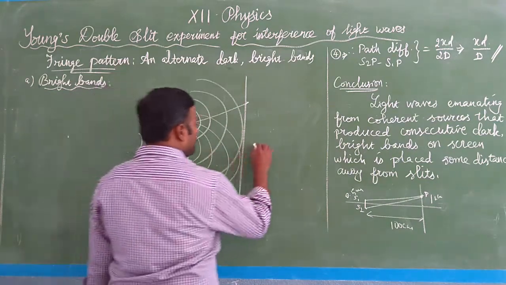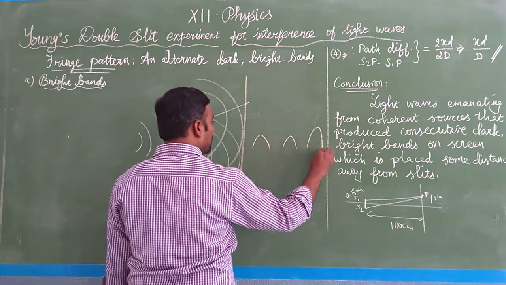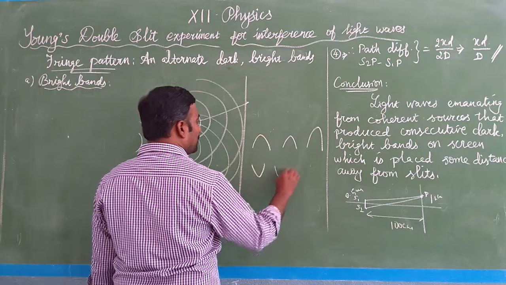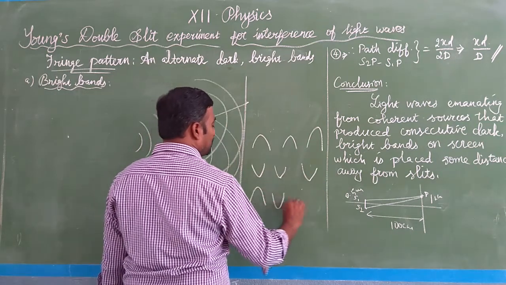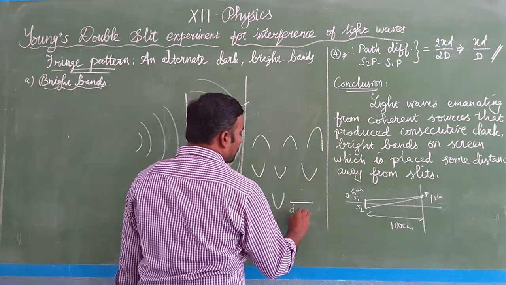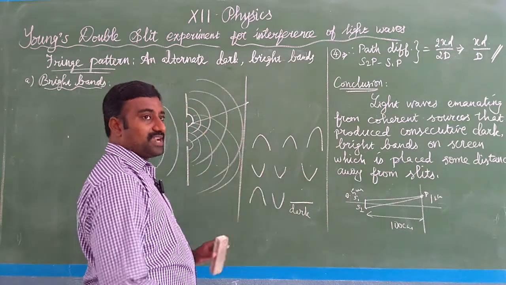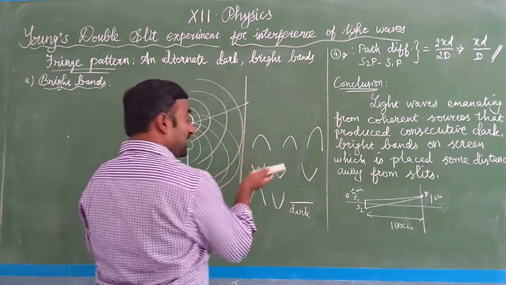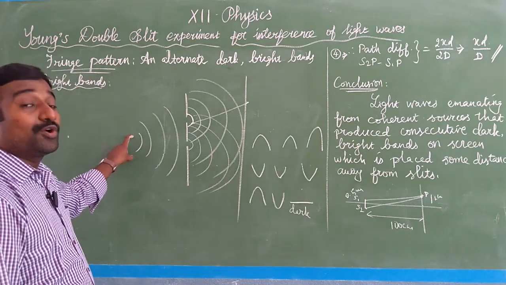Okay, so when one bright line and another bright line combine, we get a very big bright line. Then one dark line and another dark line give another dark line. But when crest and trough join together, the resultant is 0. So, for 0 resultant, we get only dark, and for a bright crest or a bright trough, we get the bright lines. Okay. So, this is Young's experiment. The source used here is called a coherent source.